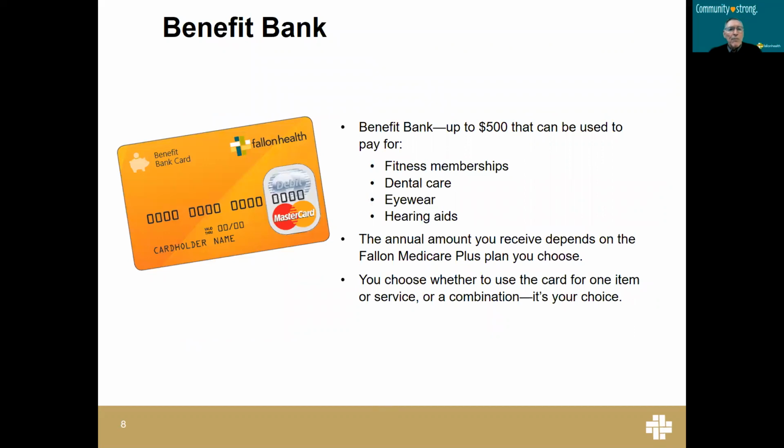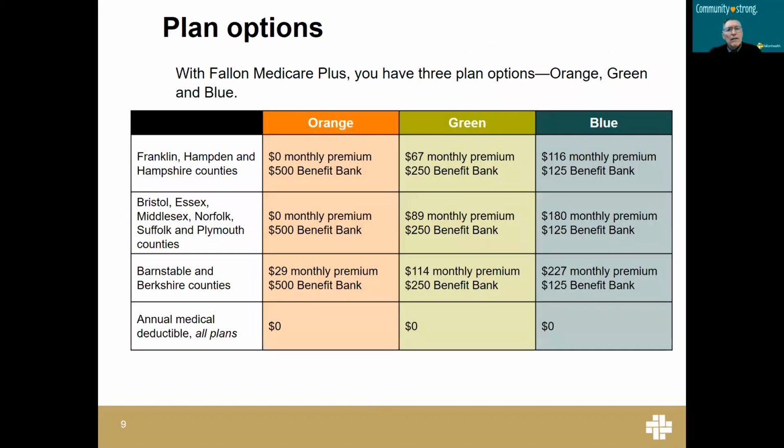Let's talk about the benefit bank. With the benefit bank, you get a card that has up to $500 per year to pay for fitness memberships, dental services, eyewear, and starting this year, hearing aids. The annual amount that you receive depends on which of the Fallon Medicare Plus plans you choose. You can use the card for one item or service or a combination at your choice. And I'll review the benefit bank amounts on the next slide.